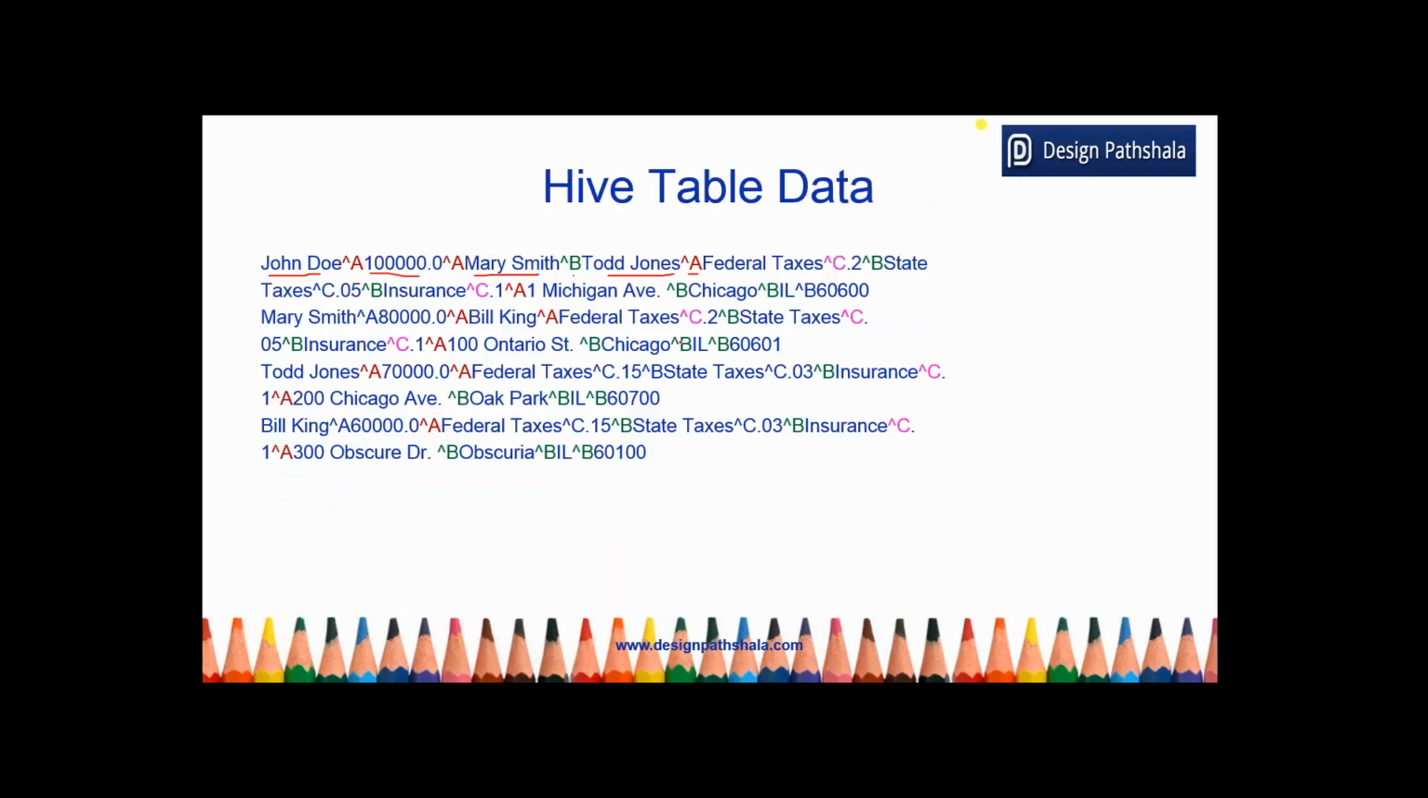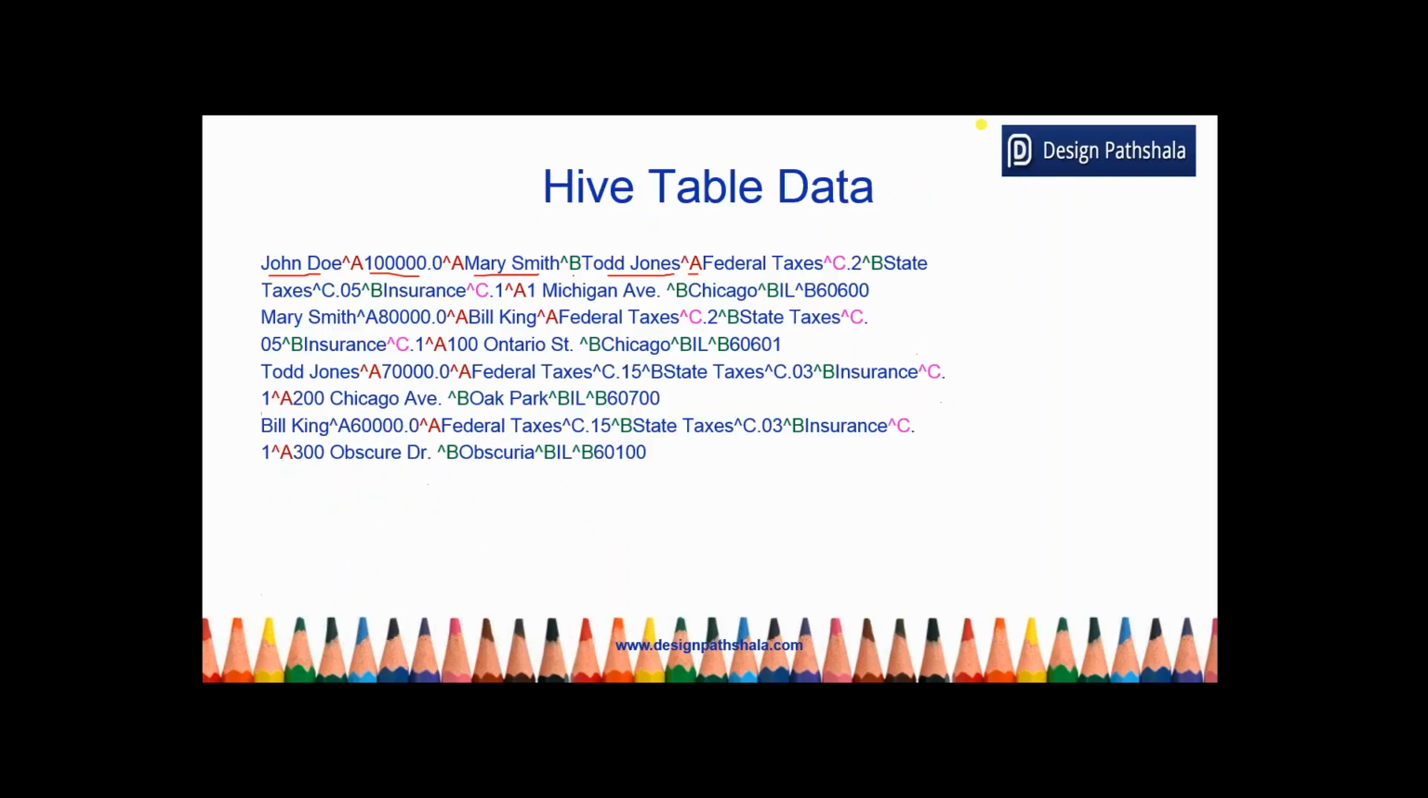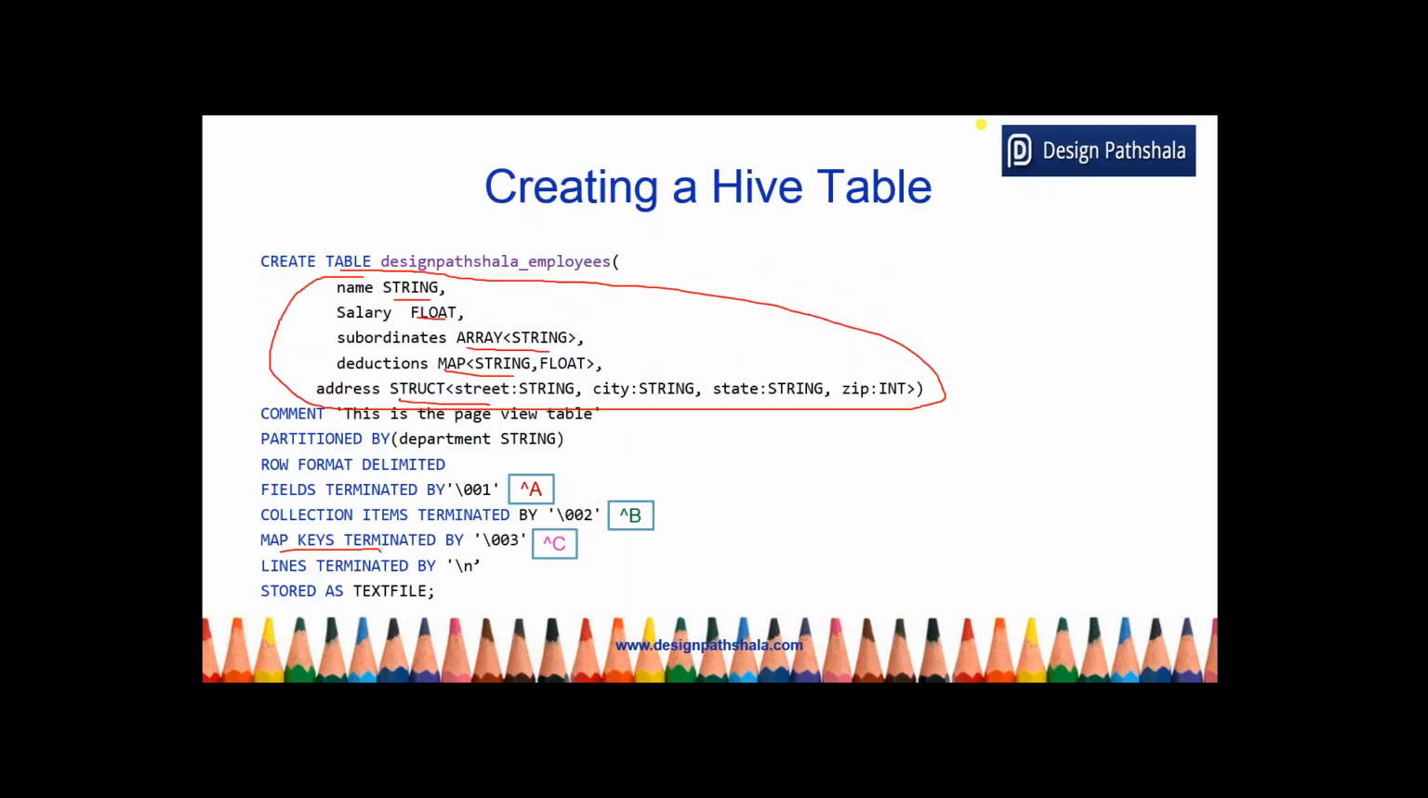The map is of type deductions, so there are different deductions on his or her salary. The first deduction, federal taxes, has a value of 0.2, and the collection items are separated by control B. So this is a new entry in the map, state taxes 0.5, and so on, and then it ends over here. When the whole record ends, those are separated by slash n, which are right now missing over here, so there will be a slash n over here. So this is how your data is lying at the backend. I just defined the metadata on top of my data, and now I can query this table with select star and things like that.